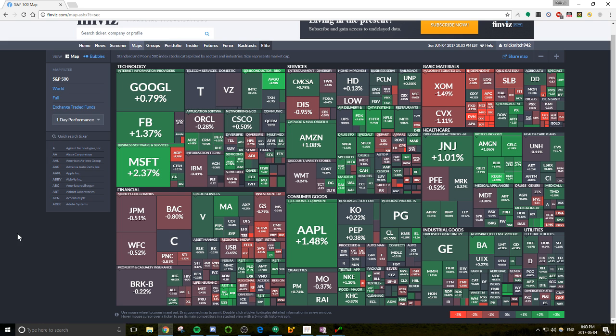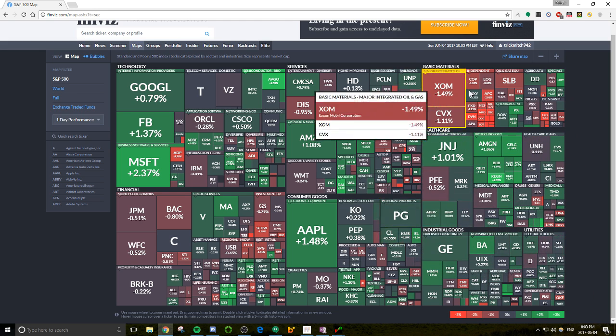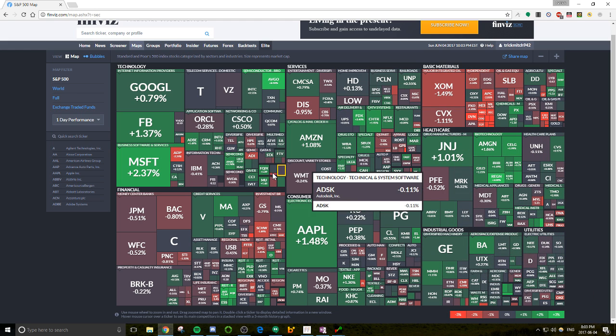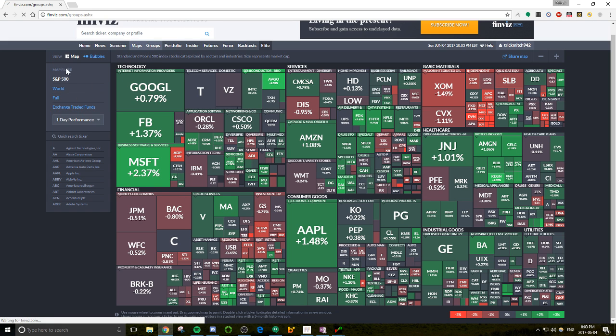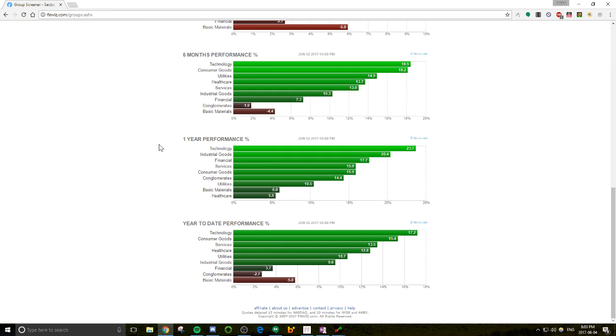So technology's up, consumer goods, industrial goods, healthcare is pretty good. Just basic materials seems to be down, right? And financials, of course, right now. So, I mean, that's good. And then you have your groups as well. And this will tell you the overall sentiment in the different sectors.